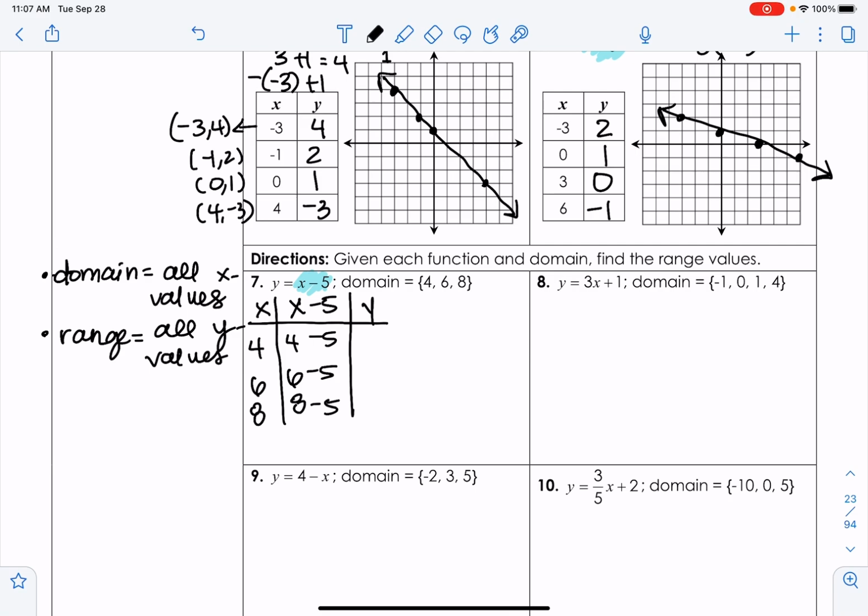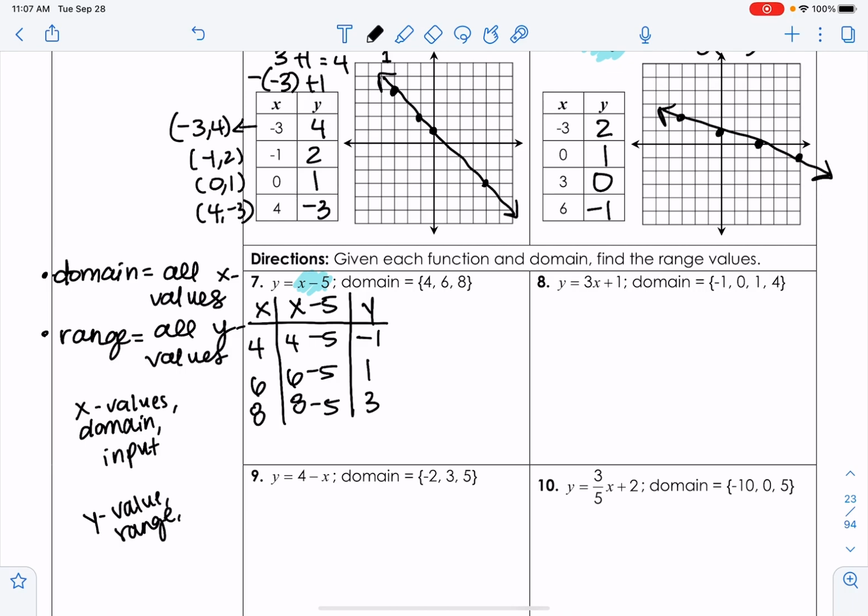So 4 minus 5 is -1. 6 minus 5 is 1. And 8 minus 5 is 3. Now I have my output. Your output is your y value, which is also your range. So x value, domain, and input are all the same. And y value, range, and output are all the same.